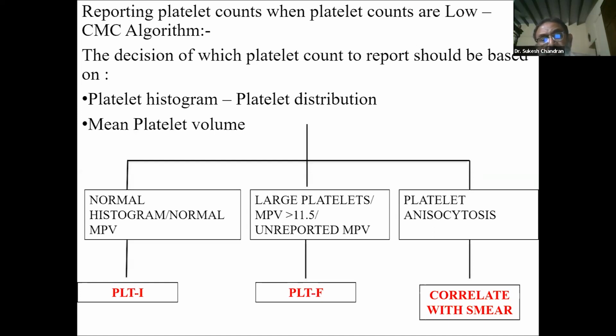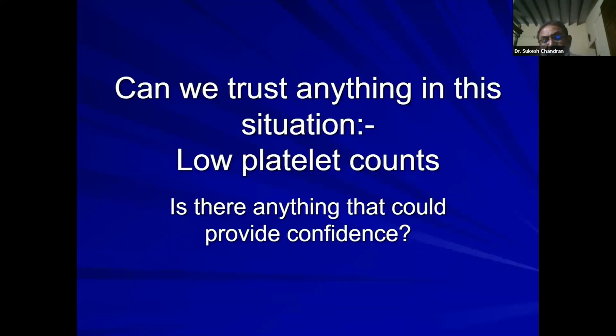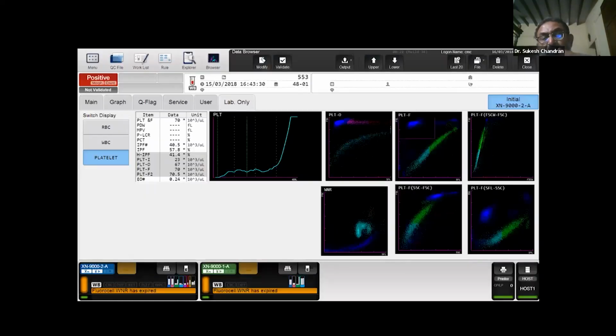If the histogram is normal, report whatever platelet count without looking at the smear. If the histogram shows that there are large platelets, do a fluorescent platelet count and report the fluorescent platelet count. If there is platelet anisocytosis, look at the smear and report the smear count. So now you realize that you can trust it if you look at the histogram.